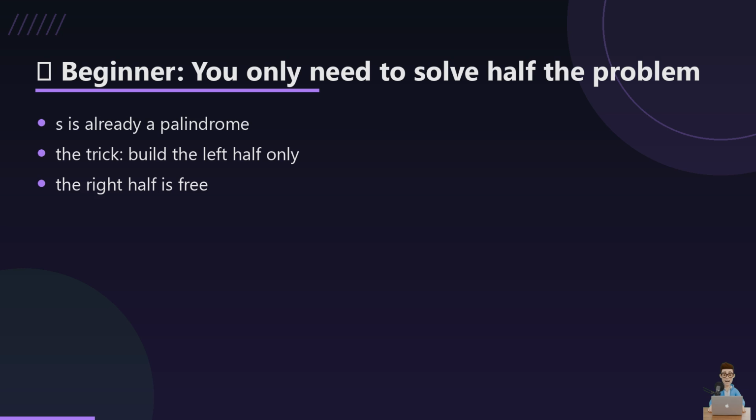Here's the big secret for today. Because a palindrome is symmetric, if you figure out the left half, the right half is just a mirror image of it. You don't have to think about it at all. That one idea makes this whole hard problem much easier.